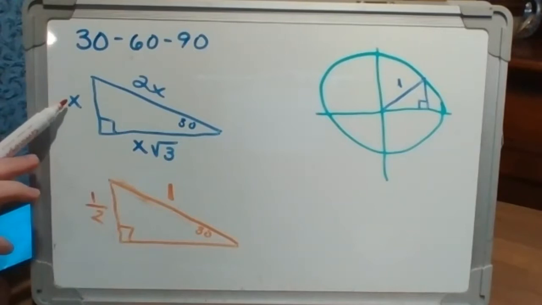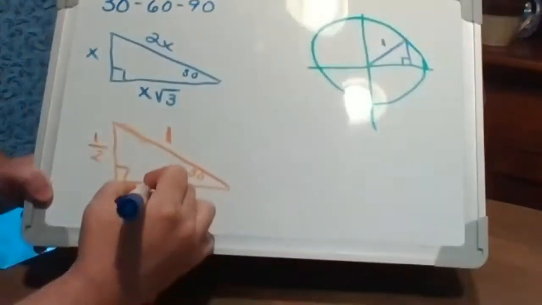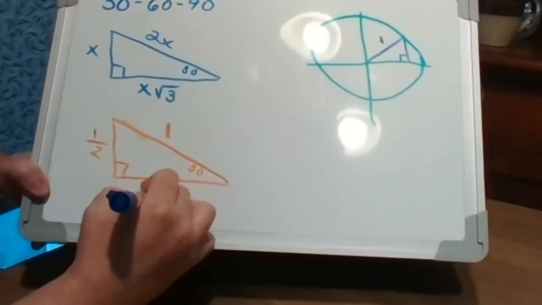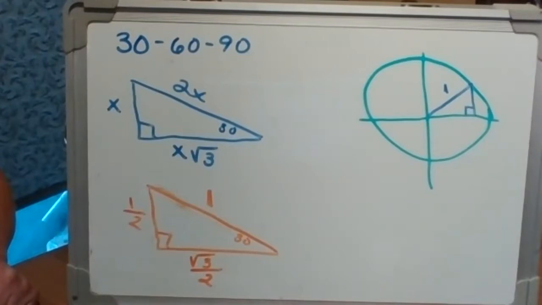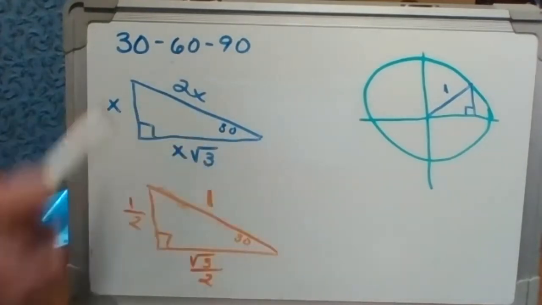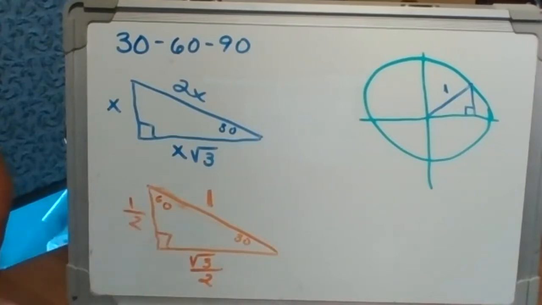Well, then to go from the short side to the long side, we take our short side and multiply it by the square root of 3. So we're taking the square root of 3 and multiplying it by 1/2. That gives us square root of 3 over 2. So this right here are the values for a 30, 60, 90 triangle on the unit circle.